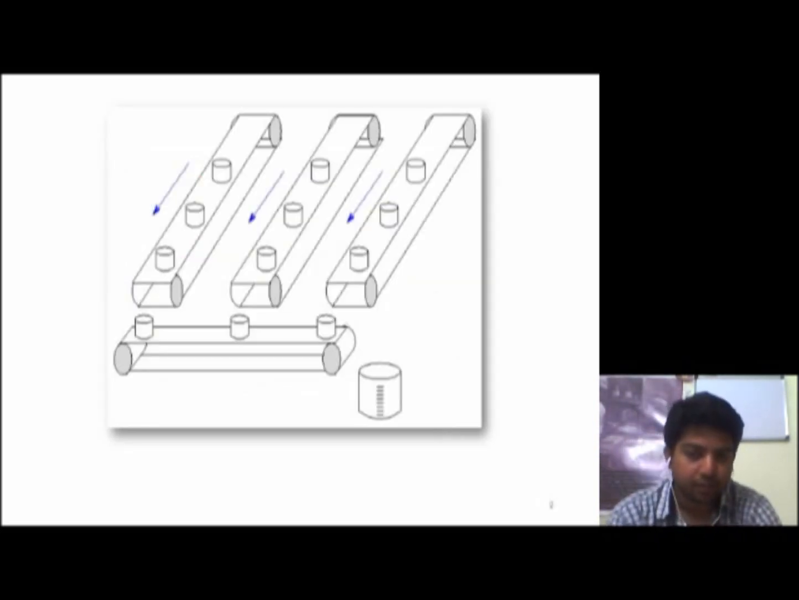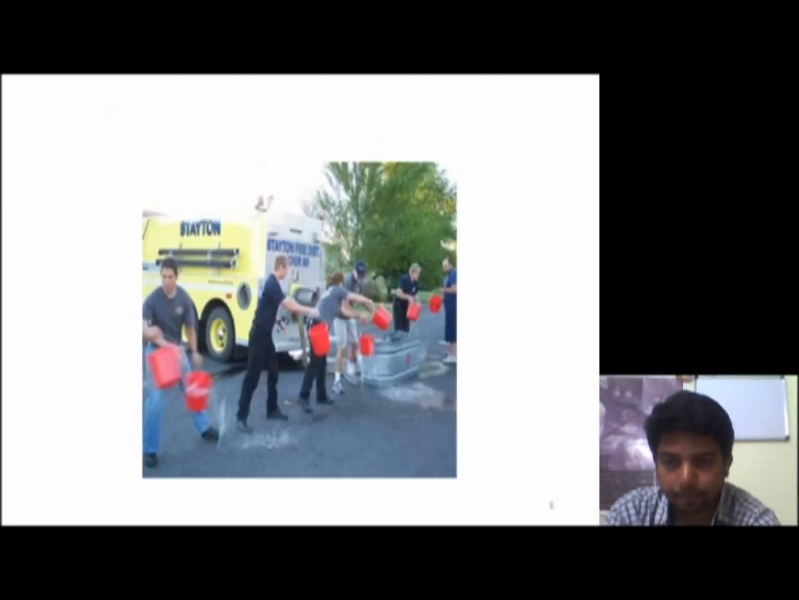This is very important. We need to remember the bucket brigade fashion. Bucket brigade fashion happens because of horizontal and vertical clocking. If you see here, this is vertical clocking and this is horizontal clocking. This type of bucket brigade transfer occurs in CCD sensors.